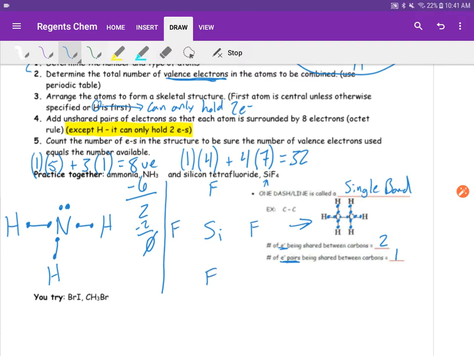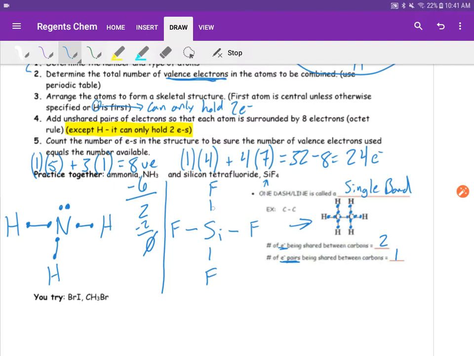So what am I going to do next? Well, you need a skeleton structure, so I'm going to connect them with single bonds. Always, always, always start with single bonds. So how many electrons did I use there? Well, 2, 4, 6, 8. So I've got 32 minus 8. I've got 24 more electrons that I have to use.